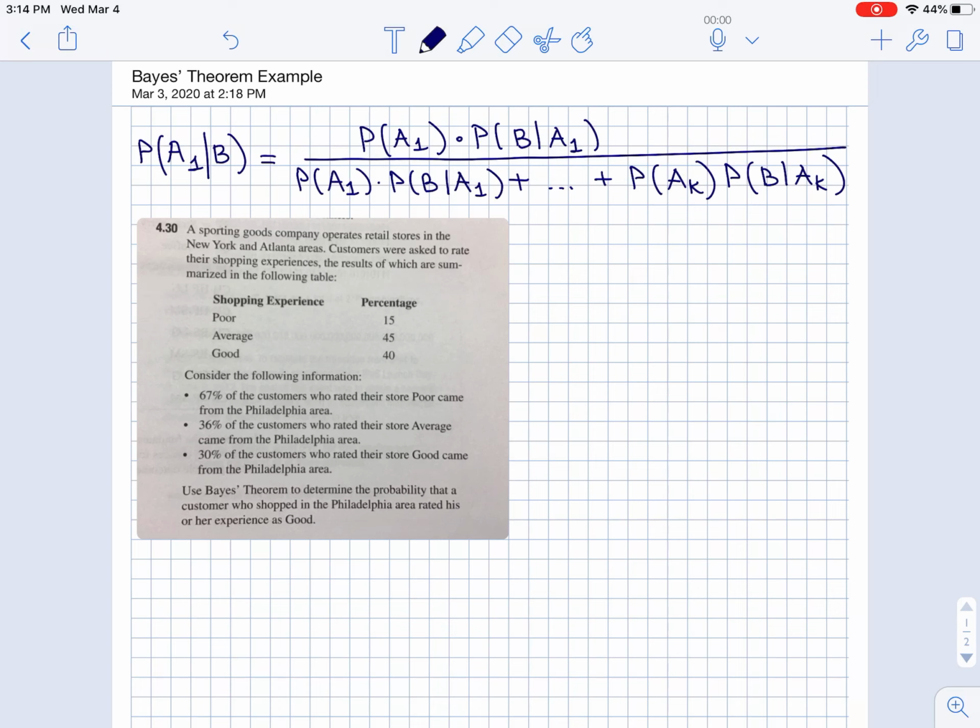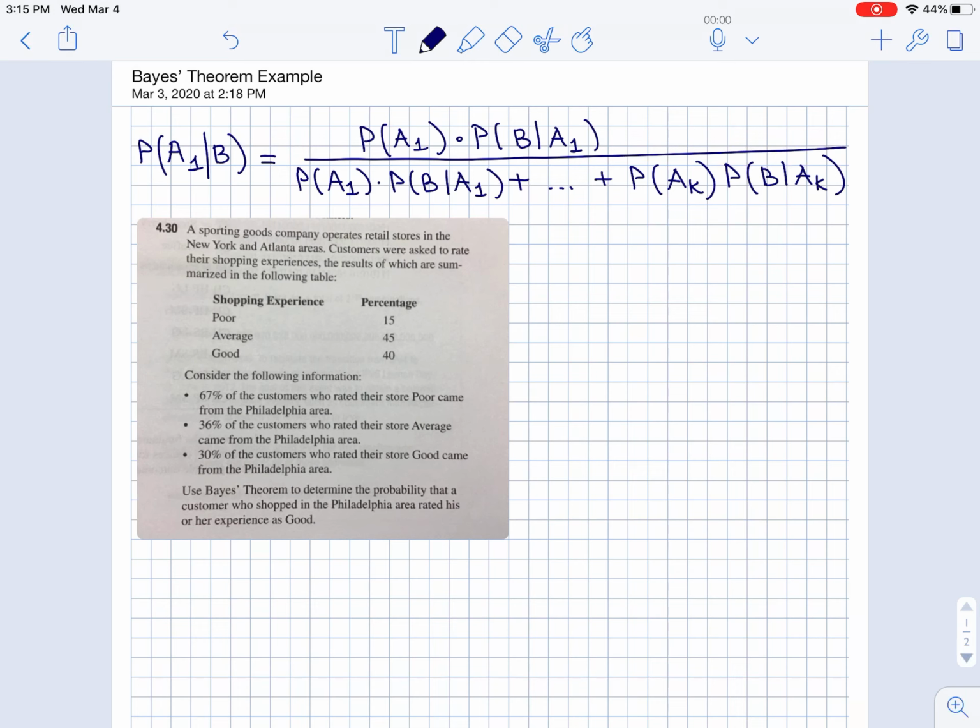We have a sporting goods company that operates retail stores in the New York and Atlanta areas. Customers are asked to rate their shopping experiences, and the results are shown in this table. So we have three categories: poor, average, and good, and their corresponding percentages, which we can actually convert to probabilities. So let's go ahead and do that.